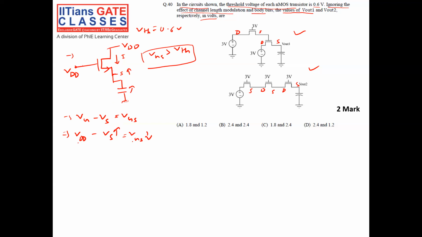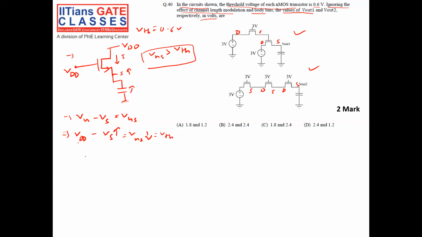So how long will this take place? When source is increasing, VGS will be decreasing, right? Then it will go on like this until VGS is equal to VTH. After that, VGS will be less than VTH. Then there will be no current, so the capacitor also cannot charge. So the source voltage will go on increasing and VGS will go on decreasing until my VGS is equal to VTH. After that, my transistor will be off.